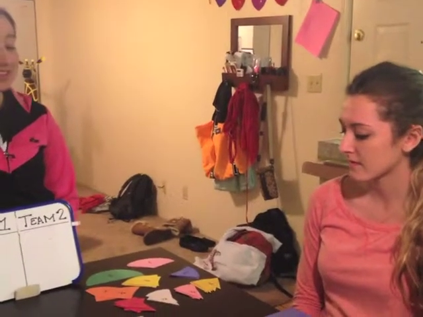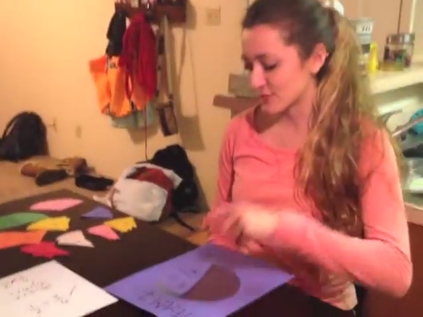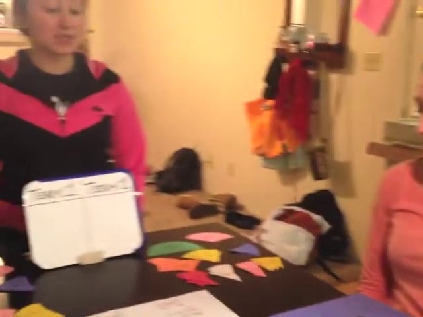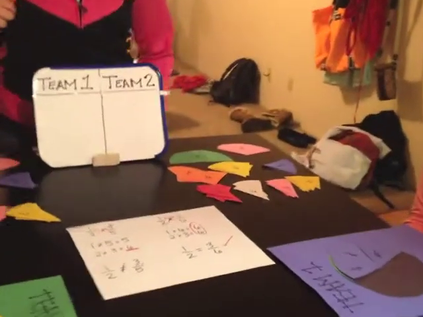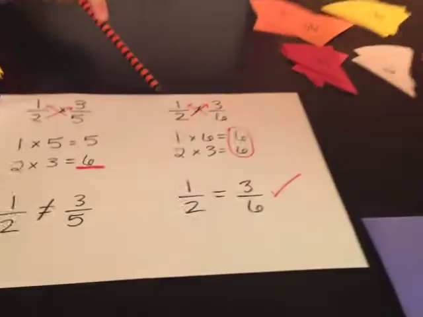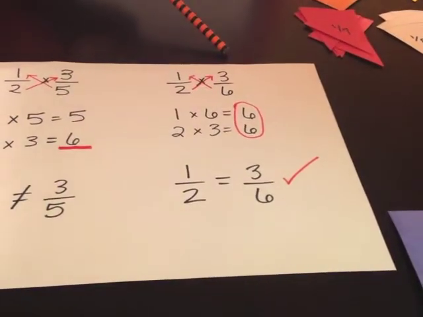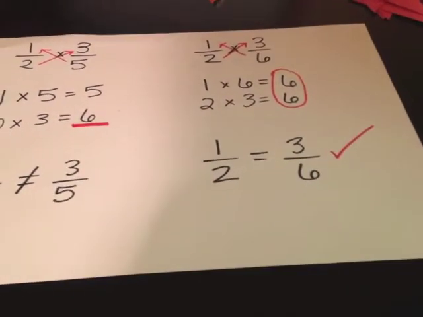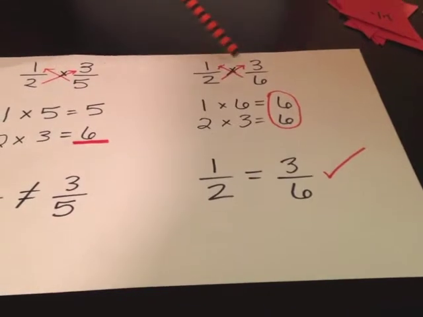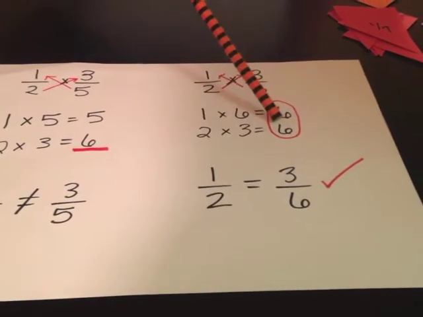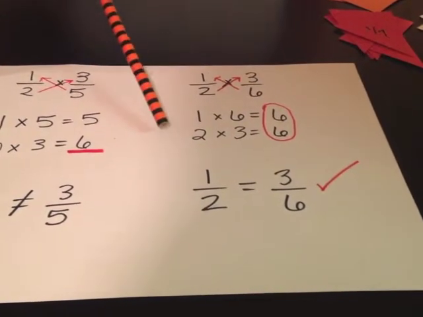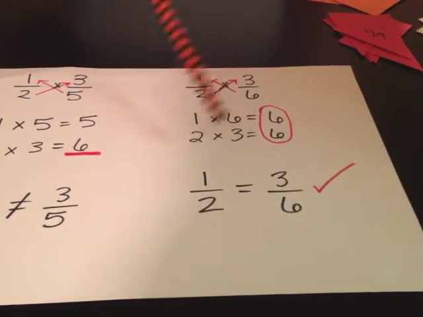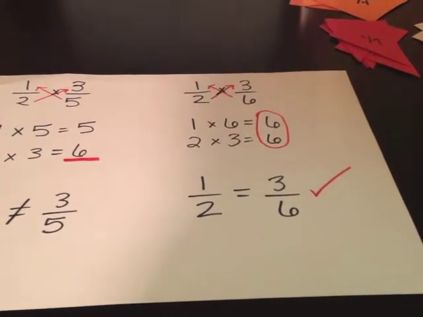Let's review Samantha's answer now. I chose 3/6. Let's review that with cross multiplication. We do 1/2 and 3/6. We first multiply 1 times 6, that equals 6. Then we multiply 2 times 3, which equals 6. This means 1/2 and 3/6 are equivalent fractions.